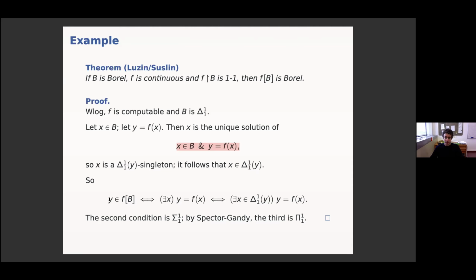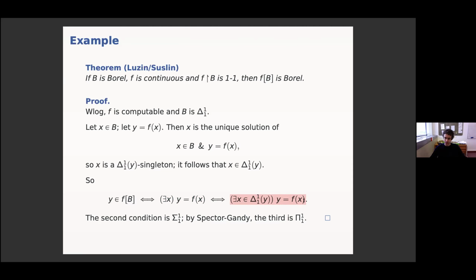So now, looking at any point y and asking, what is the complexity of asking, are you in the image of B under f? First of all, you can just write the definition of image of a function, and this is a sigma 1-1 definition of the image of B under f. But also, you can replace the existential quantifier that ranges over all reals by an existential quantifier that ranges only over the reals delta 1-1 in y, or hyperarithmetically reducible to y. And Spector and Gandy showed that this kind of quantifier is in fact pi 1-1. So what I'm highlighting now is a pi 1-1 definition of f of B, and therefore it is both pi 1-1 and sigma 1-1, hence it is delta 1-1.